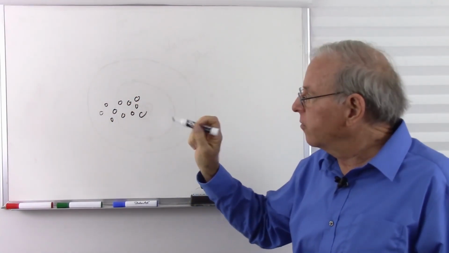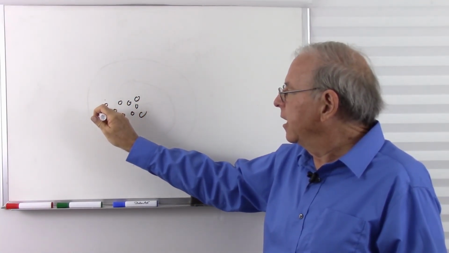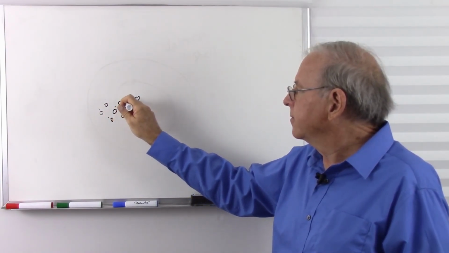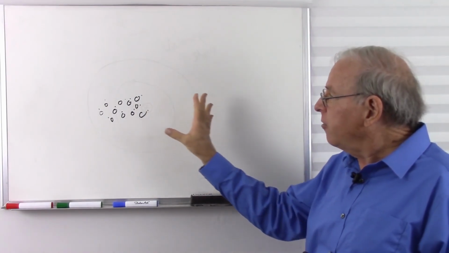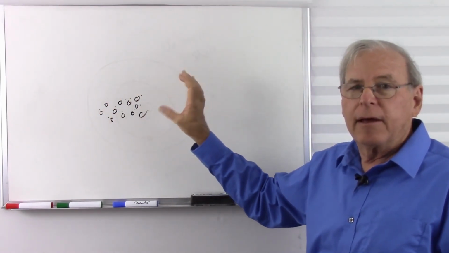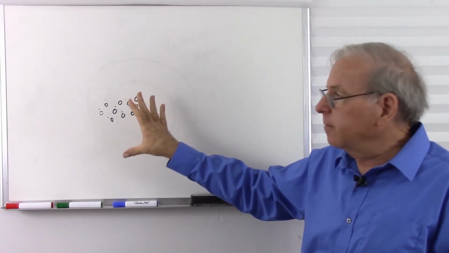And each one of those lithium atoms has one electron in its valence shell. Just draw these as little dots here. Now it's the nature of the bond that these metals make. What metals do is they make what's called a metallic bond.